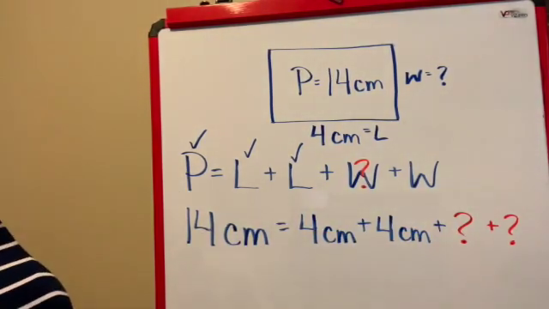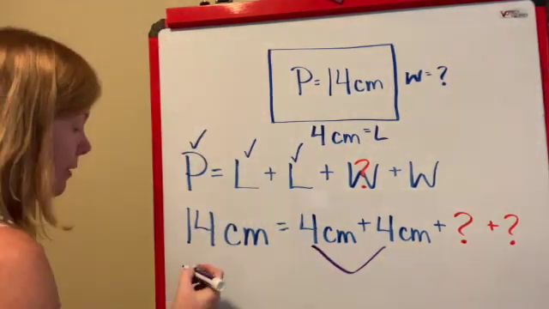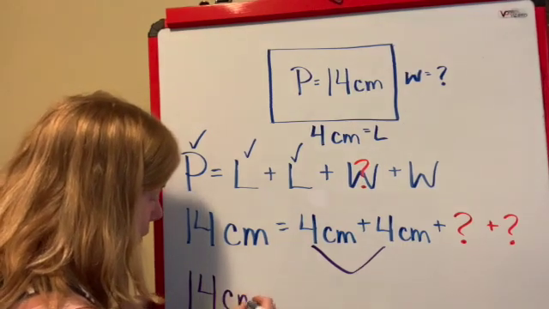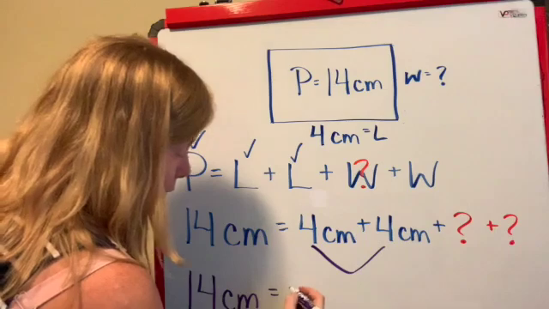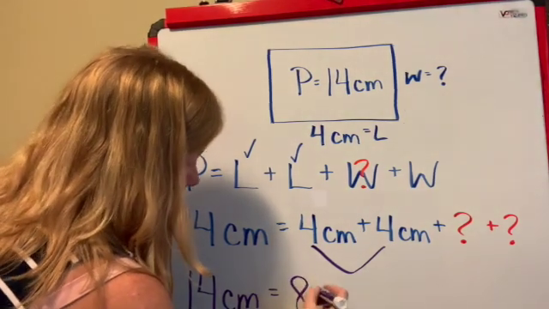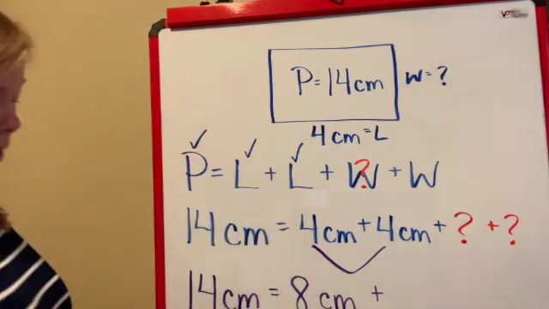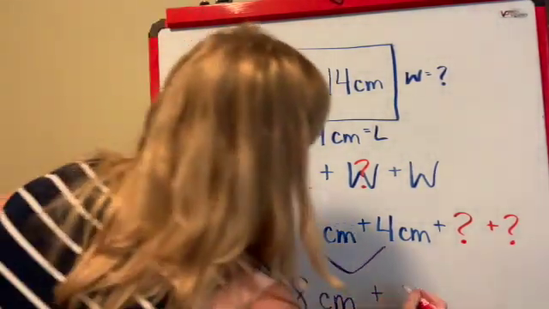Next step. What do we do next? Yes, combine like numbers. We need to put these numbers together. So you bring down everything else. 14 centimeters equals 4 centimeters plus 4 centimeters. Yes, 8 centimeters plus question mark plus question mark. Perfect.